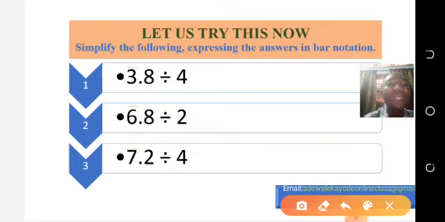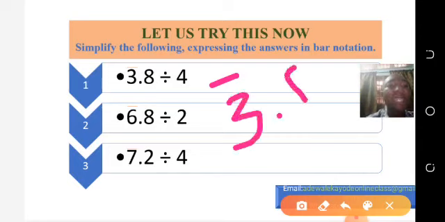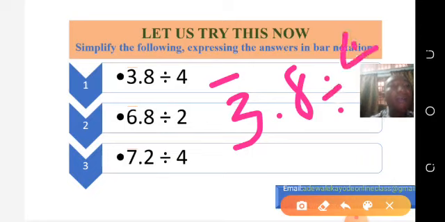The first one is what? Bar 3.8 divided by 4. How do we go about that? The divisor is 4, and the dividend is what? Bar 3.8. Bar 3 is not a multiple of 4. So what are multiples of 4? Good. 4. We can pick 4 because 4 is greater than 3.